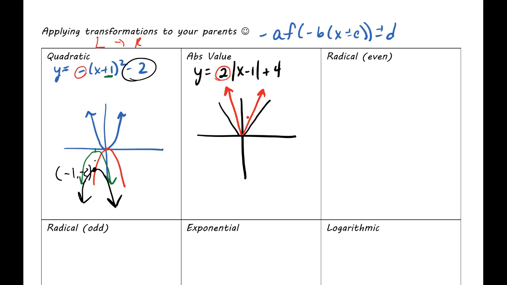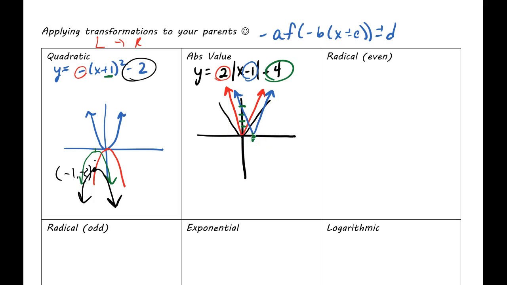Then we'll do the next thing, which is the minus 1, but that minus 1 is on the inside. So once again, it's a left or right, and since it's a minus 1, it's going to go right 1. Ooh, this one's getting a little cluttered. All right, and then my last step is the plus 4. That plus 4 on the outside is your vertical translation, so it moves it up 4. So this skinny blue V is going to move up 4.